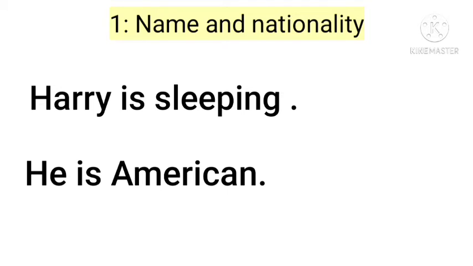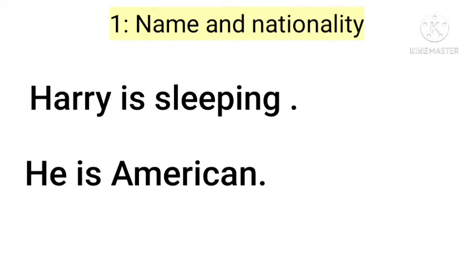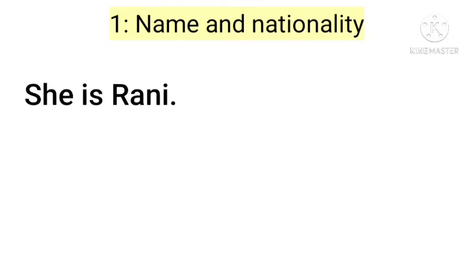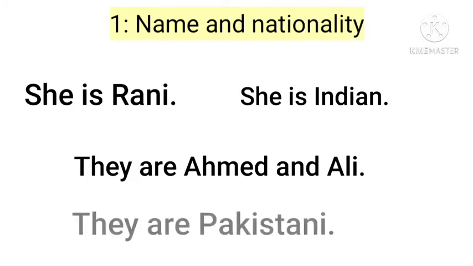Sentence number 2. He is American. American is a nationality. So we do not use an American, because an American is incorrect. We don't use articles with nationality and name. Here's rule number 1 where you shouldn't use articles. Let's do more examples. Number 1. She is Ronnie. She is Indian. They are Ahmed and Ali. They are Pakistani.